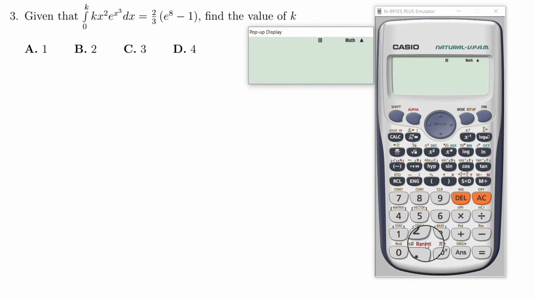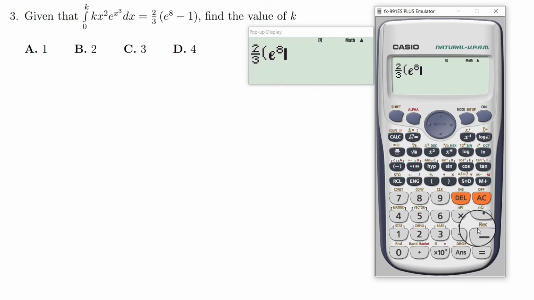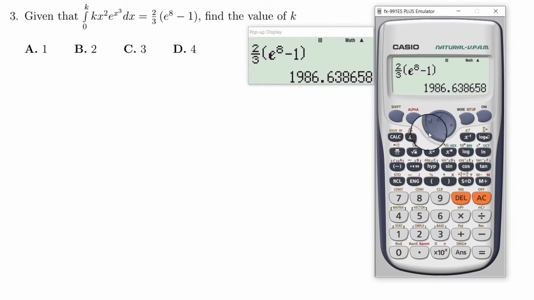So I have this to be 2 over 3 open brackets, okay, e raised to power 8. So we can press the shift button to activate this exponential function. And we have this to be 8. Then I'll press our arrow forward button, then press minus 1. Okay, then close the bracket. So let's get the numeric value of this. So we have this to be 1986.6. Let's just say 1987. We can write it somewhere. 1987.